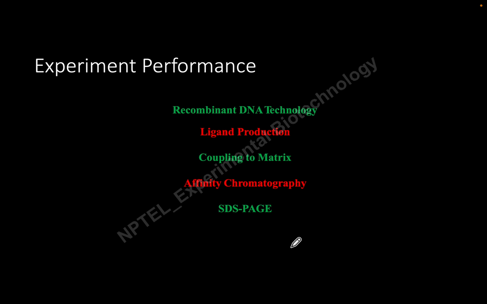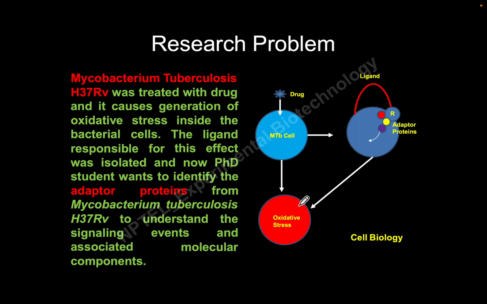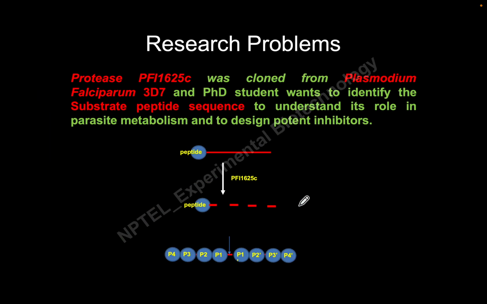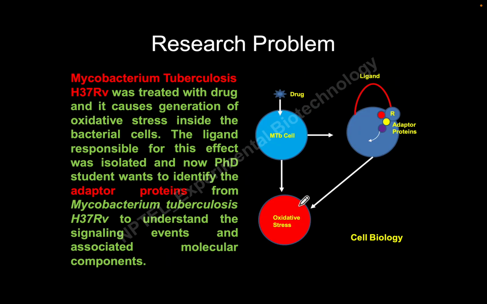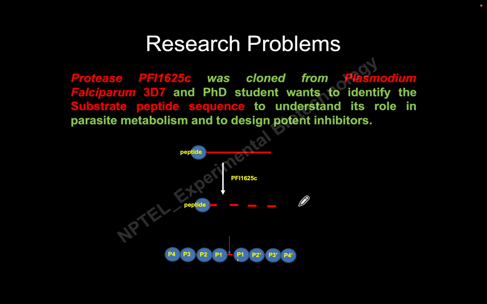You have to do some cloning, which is recombinant DNA technology. You have to do ligand production, coupling to matrix, affinity chromatography, SDS-PAGE. So these are the approaches you can take forward.